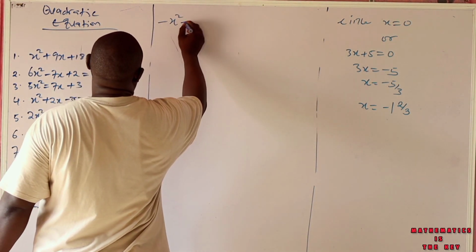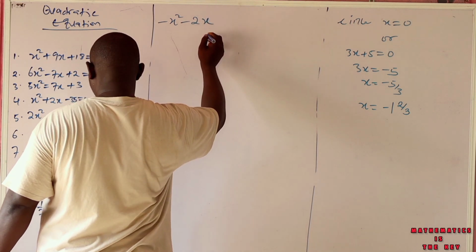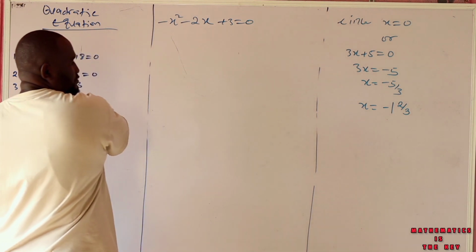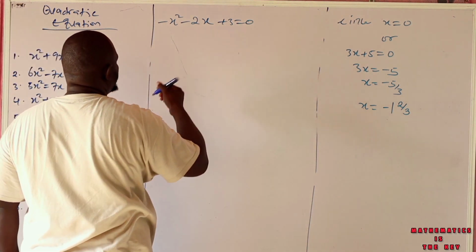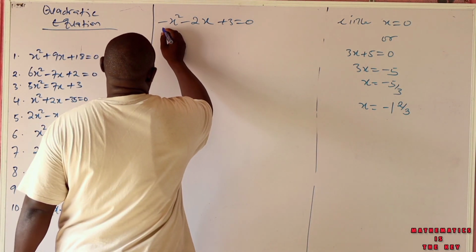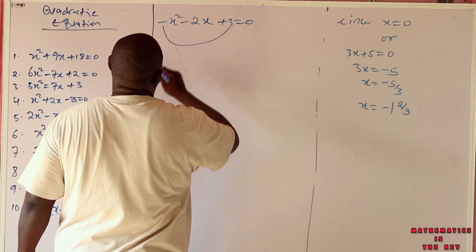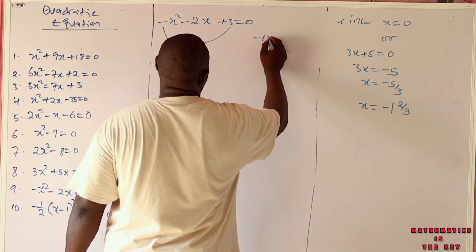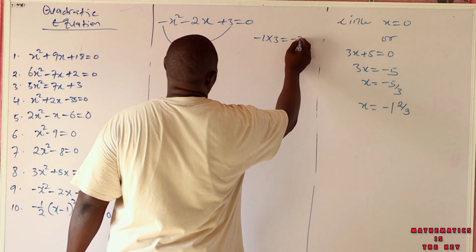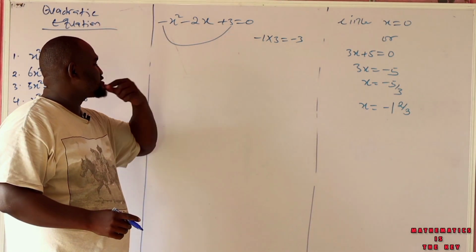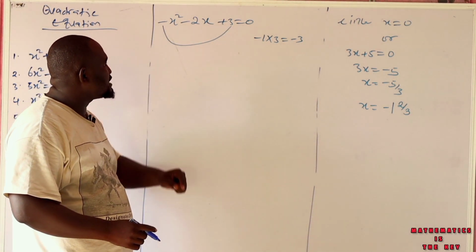Let's consider this: minus x squared minus 2x plus 3 is equal to 0. Following the step for factorizing, we multiply the coefficient of x squared by the constant term, that is minus 1 multiplied by 3. The result is minus 3. So we need two numbers that multiply to give minus 3 and add to give negative 2.